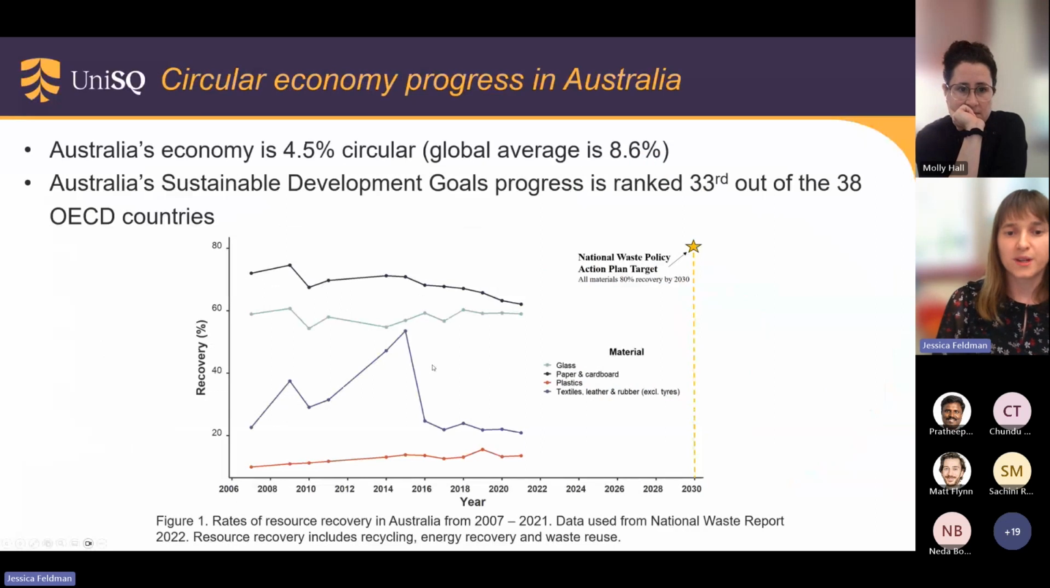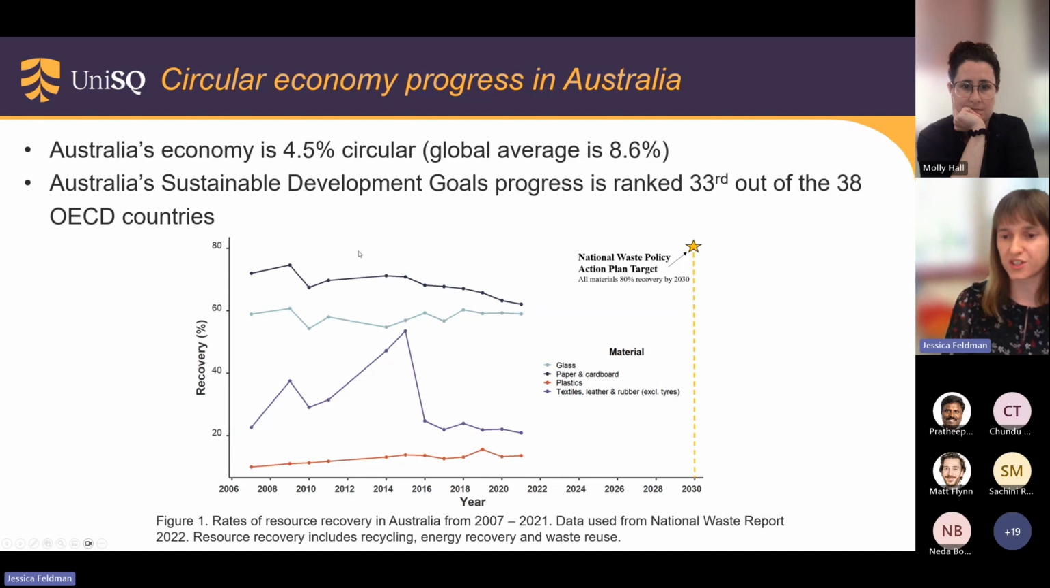So globally, there's been a big push towards circular economy, mainly because of the UN Sustainable Development Goals. And Australia, like many other countries, has committed to achieving this by 2030. But unfortunately, when we look at metrics like the circularity rate and other metrics they use to measure progress towards the Sustainable Development Goals, Australia is quite far behind the global average.